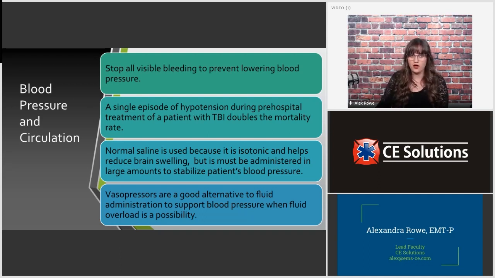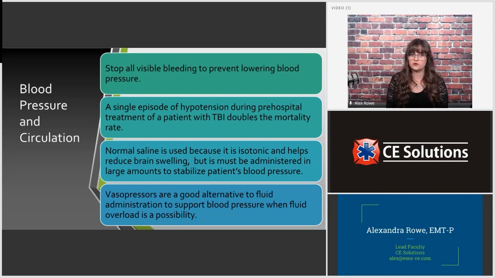A single episode of hypotension during pre-hospital treatment of a patient with a TBI doubles that mortality rate. So stopping the bleeding, getting IVs on board, hopefully you get some large bore IVs, and provide them with fluids to keep that blood pressure up, that could help. An isotonic solution may help reduce brain swelling, but be real careful with patients. Make sure you always assess those breath sounds too, right? Because some patients might have some cardiovascular issues to where you have some pooling of fluid within the lungs. But we do need to stabilize the patient the best we can.